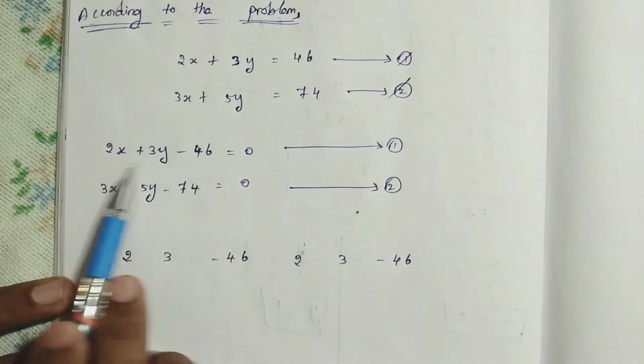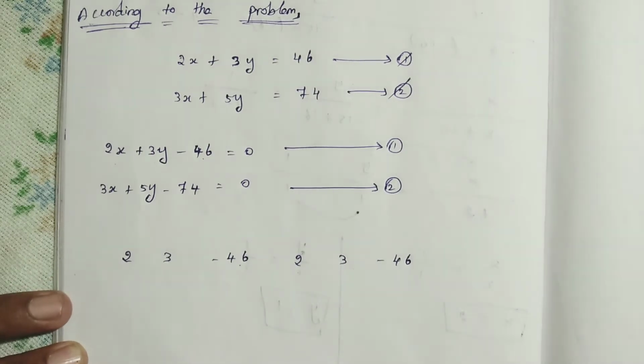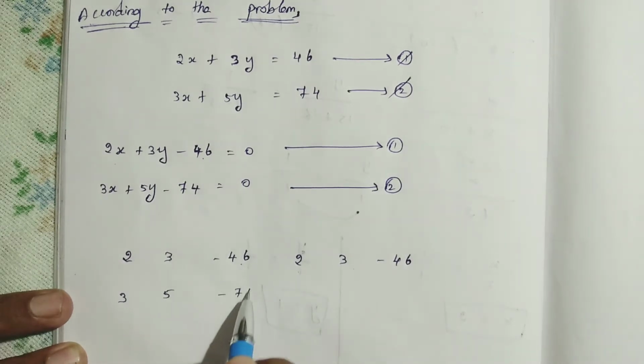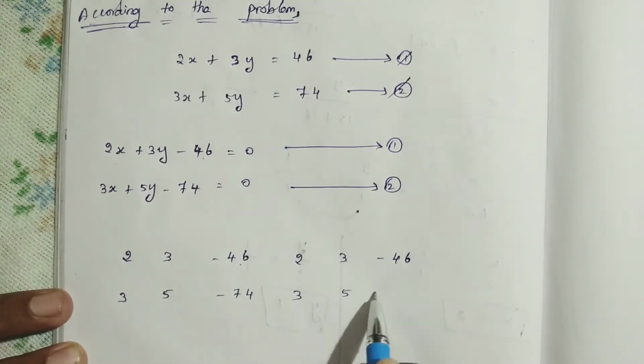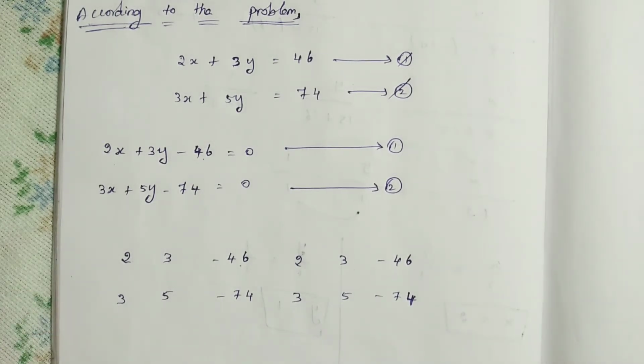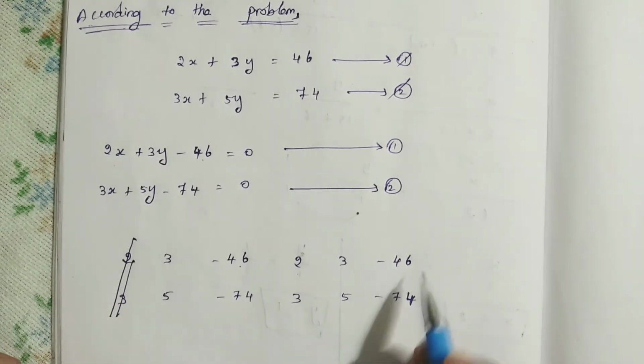I am writing a1, b1, c1, repeated. Clear? Second one, a2, b2, c2: 3, 5, minus 74. The same thing, 3, 5, minus 74. Clear? Any doubt? The same thing I did for the formula, here I directly write the values of a1, b1, c1 and a2, b2, c2. Any doubt? Now, first you can cancel the first row as well as the last row.